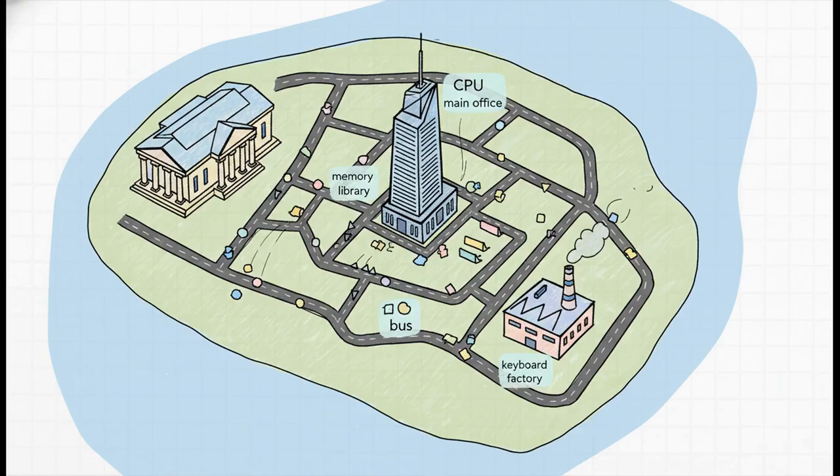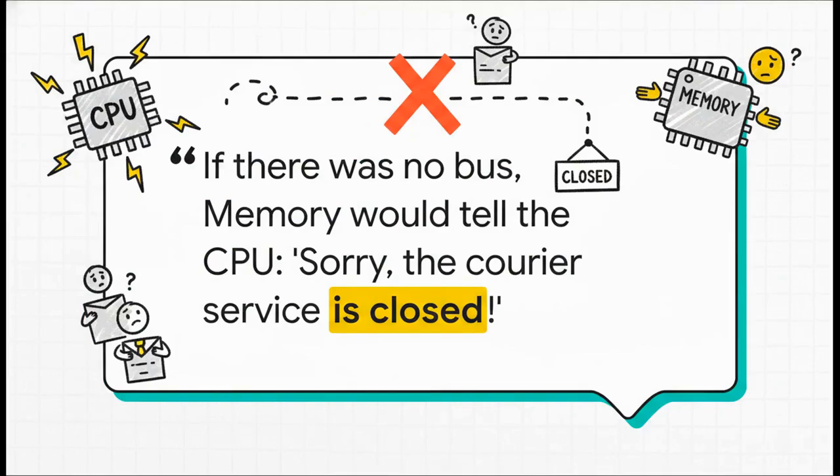It can't function. I mean, can you imagine the chaos? It's kind of a funny way to think about it, but it's true. The CPU would be shouting for information, and the memory would just shrug and say, "Sorry, the courier service is closed." It really drives home just how absolutely essential this system is.